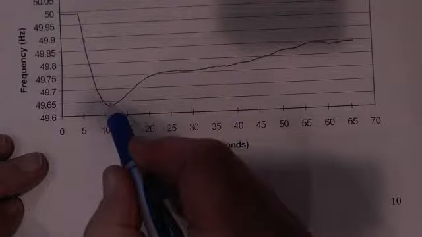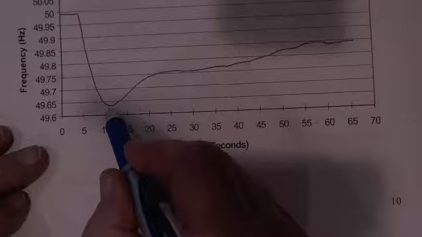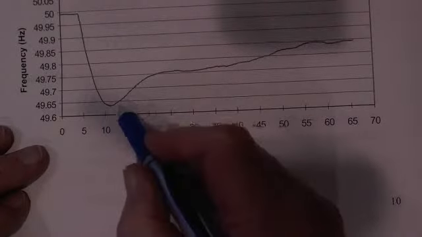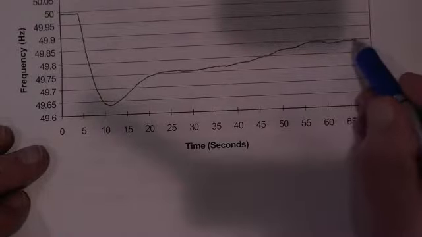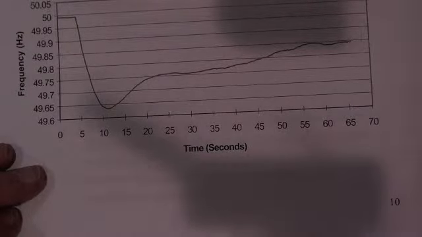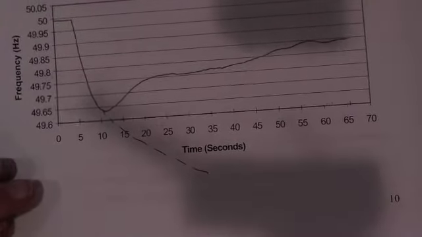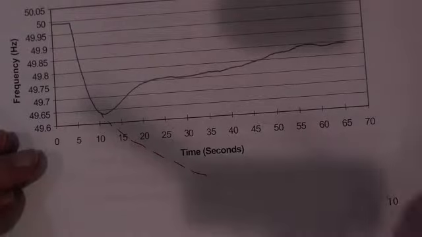The generator, the frequency drops, and then the governors take over and they begin to restore frequency. But if you don't have enough spinning reserve, this is apt to just keep going, and then it gets very dangerous.